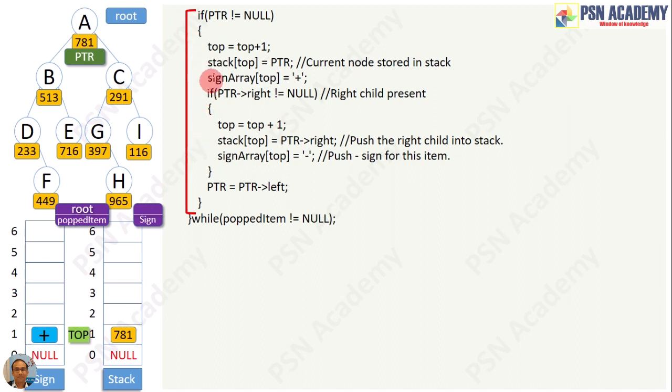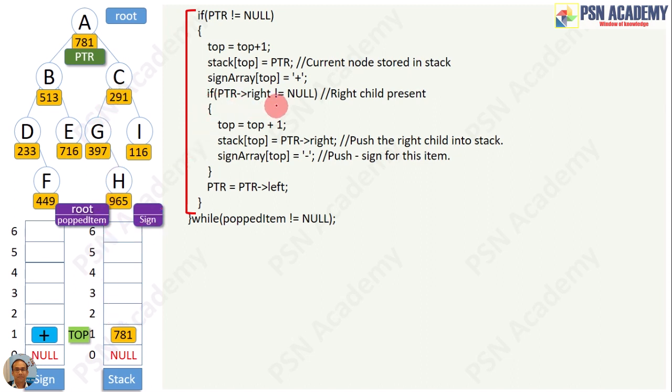And within this if block, we have already done the first 3 statements. That means increment top, store the address of PTR into stack top, and also we have stored a plus sign inside the sign array top. Now our algorithm says that you have to move PTR towards the leftmost part so that PTR will come down to 513. But before leaving 781, you have to check whether there is a right child or not. If there is a right child, then the address of that right child will be stored here with a minus sign. So this is a check.